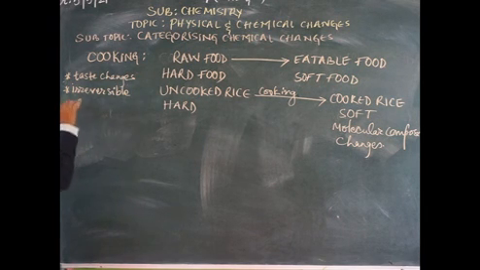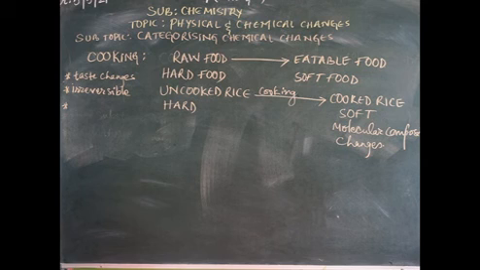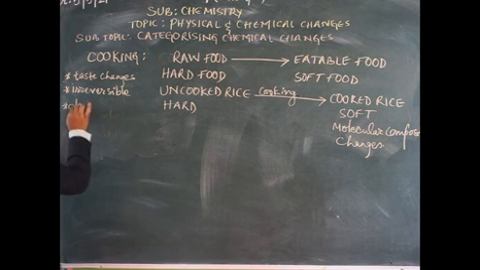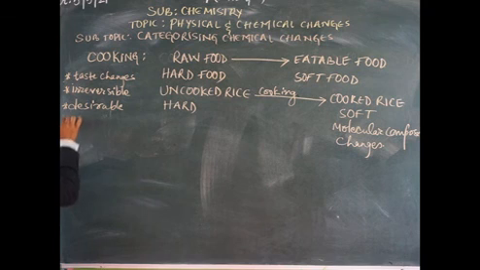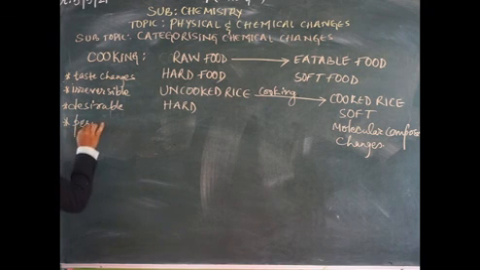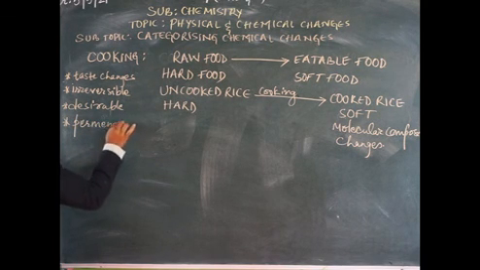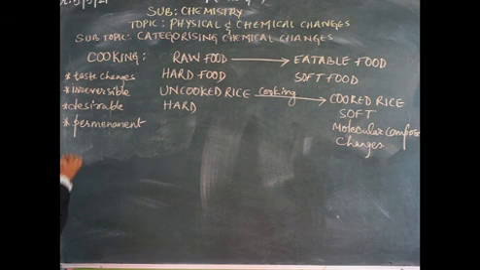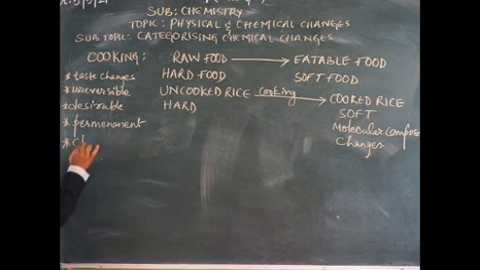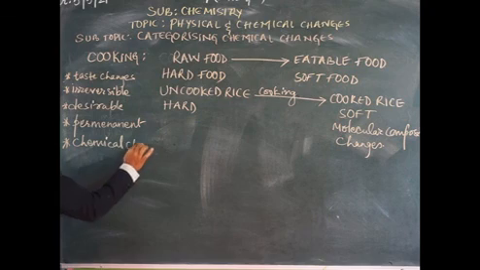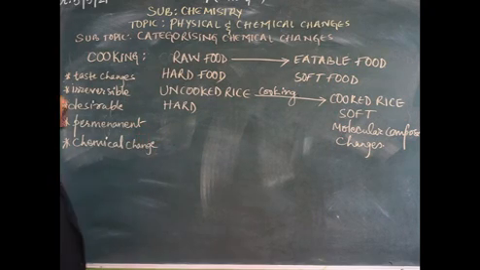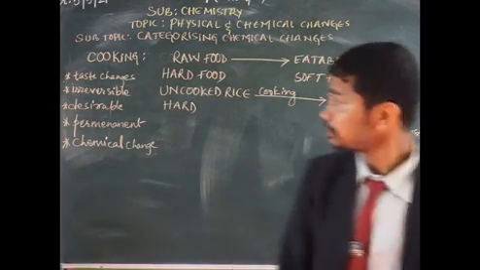And then is it desirable or undesirable? This is a desirable change. This is a permanent change, and this is a chemical change because a new substance is formed. Why is it a chemical change? Because a new substance is formed.